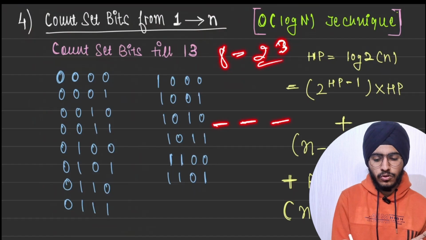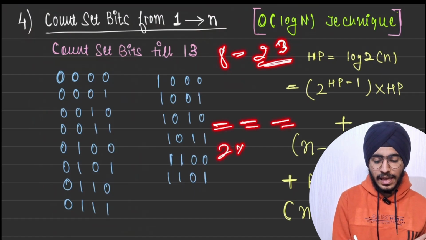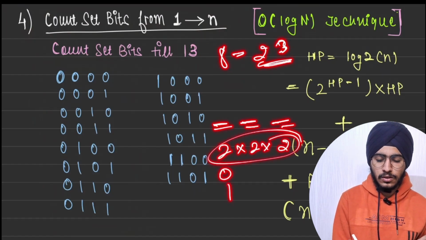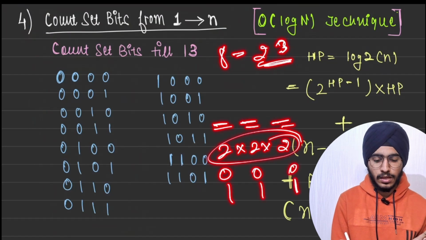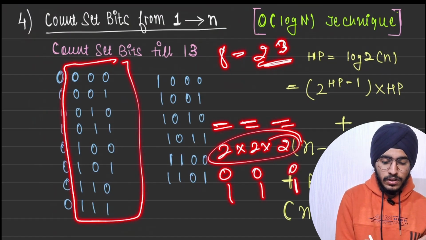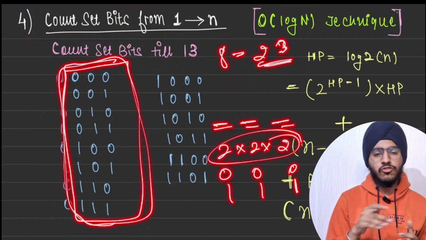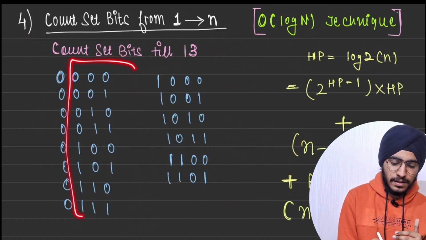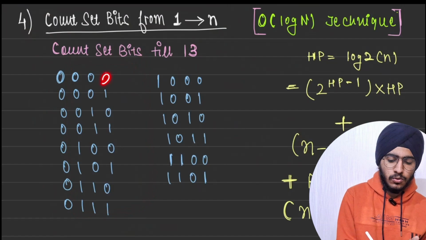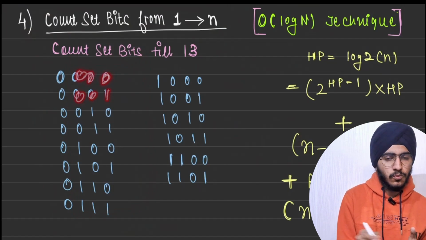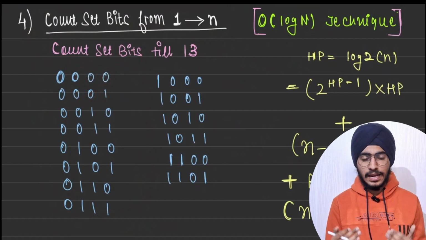We have 3 bits, 2 raised to power 3. And every position has 2 numbers, 0 and 1, 0 and 1, 0 and 1. So here we can see we are just getting all the permutation combinations of these 3 bits, right? Like 0, 0, 0, 0, 0, 1, 0, 1, 0, 0, 1, 1, 1, 0 and so on.